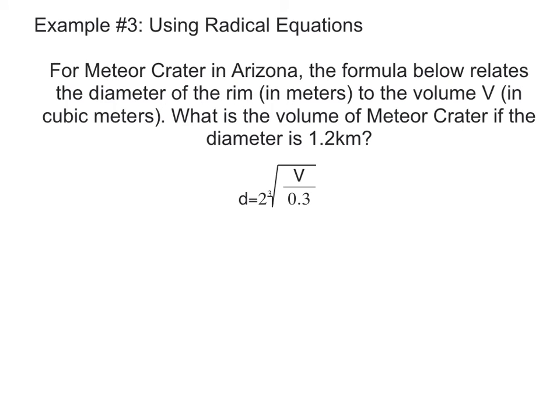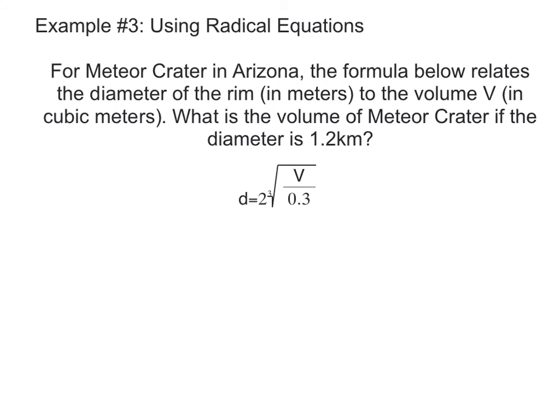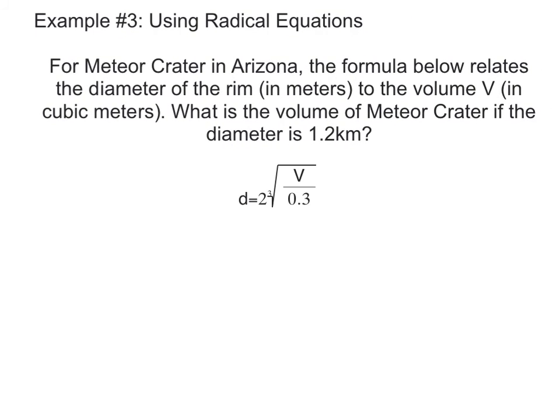All right, so it says for a meteor crater in Arizona, the formula below relates the diameter of the rim in meters to the volume V in cubic meters. What is the volume of meteor crater if the diameter is 1.2 kilometers? All right, so they're telling us the diameter is 1.2 kilometers. Okay, so diameter is D.